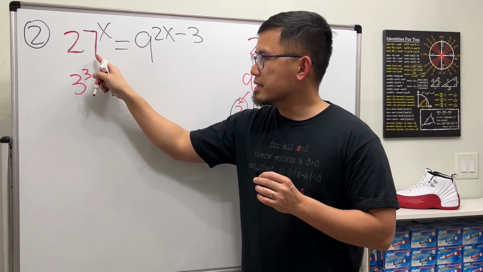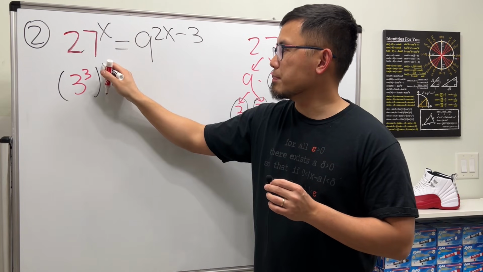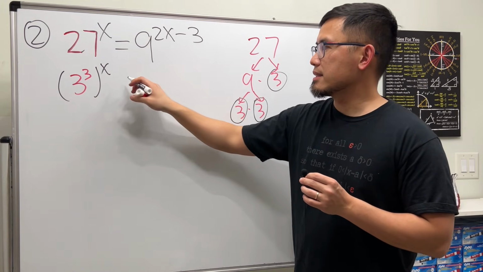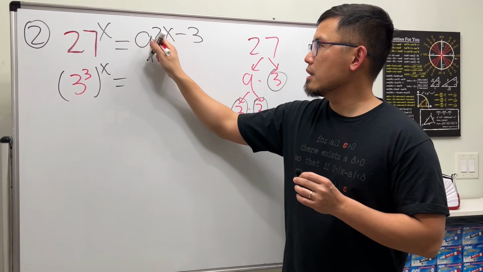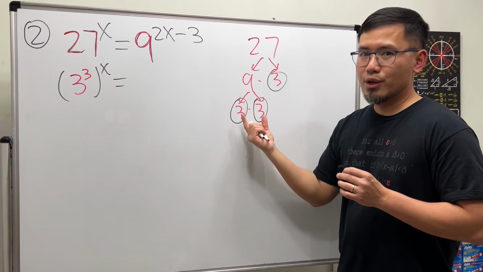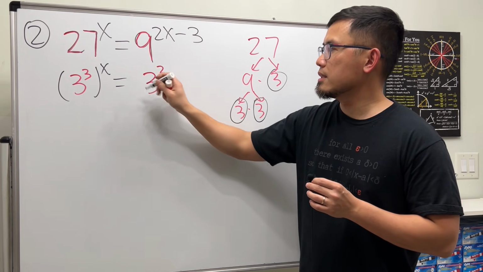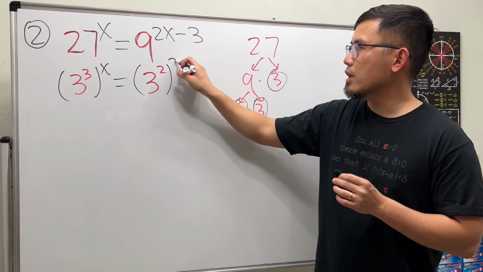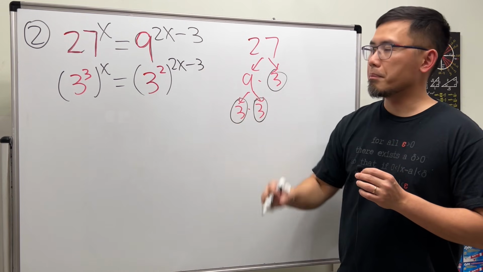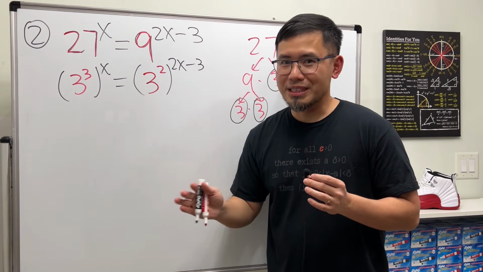So we write 27 as 3 to the 3rd power and then raise that to the x power. Next, here we have 9. 9 is the same as what? 3 times 3 just from here, right? So let's just write the 9 as 3 squared and then raise that to the 2x minus 3 power. Almost, right? They almost have the same base.